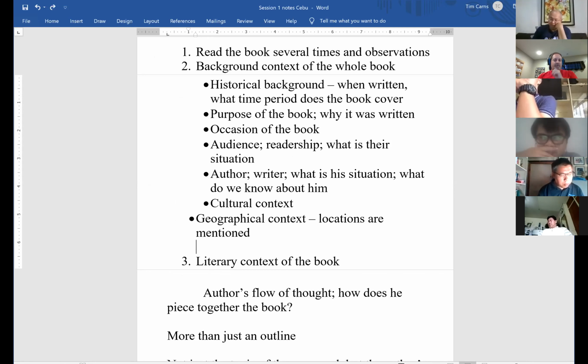Now, trick question, what about Genesis? Would we study Genesis as a book in itself, with a singular purpose for that book? It's kind of a trick question. Is Genesis an independent book? Or is it part of a bigger book?